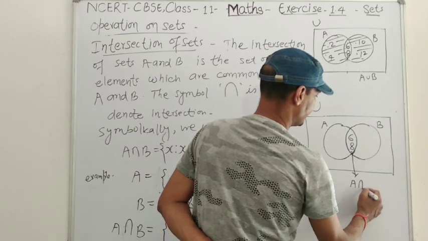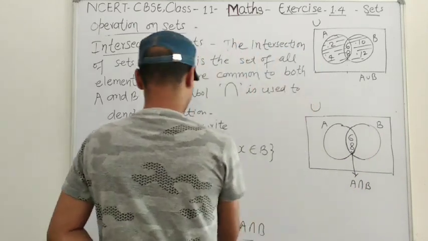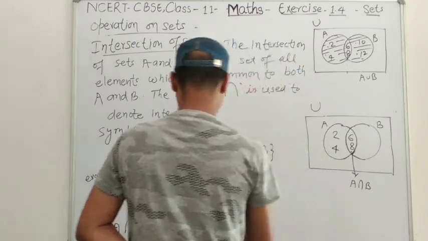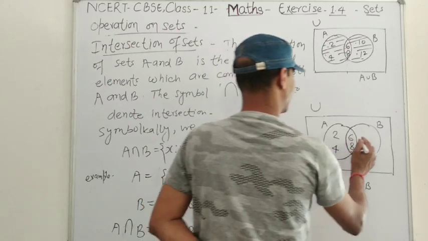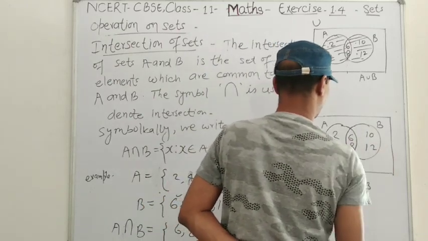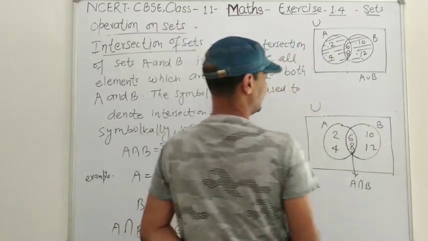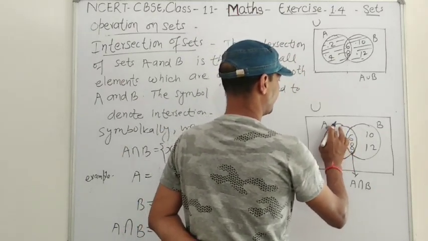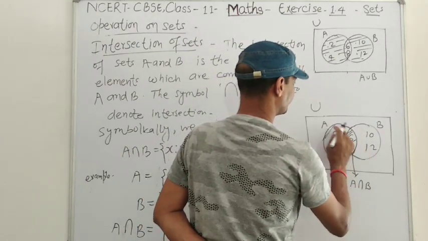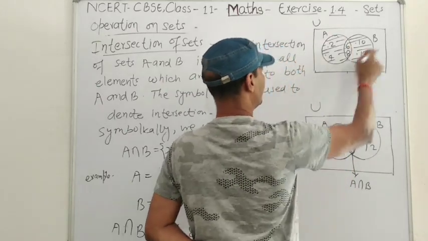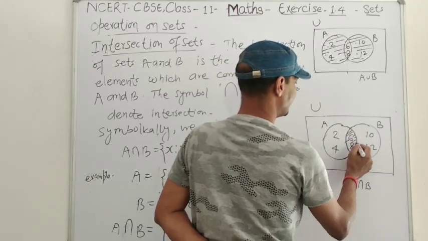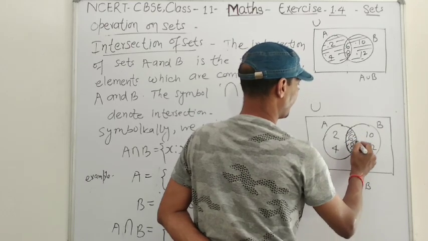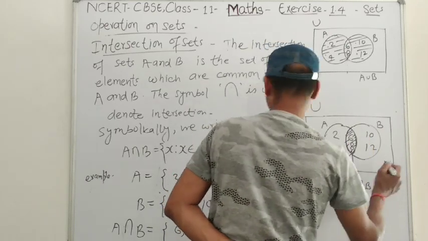That is A intersection B, common to both. Here A is 2, 4, 6, 8 and here B is 6, 8, 10 and 12. So how to represent this in the Venn diagram? For union we showed the totally shaded portion, but here it is only this portion. This portion is known as A intersection B.